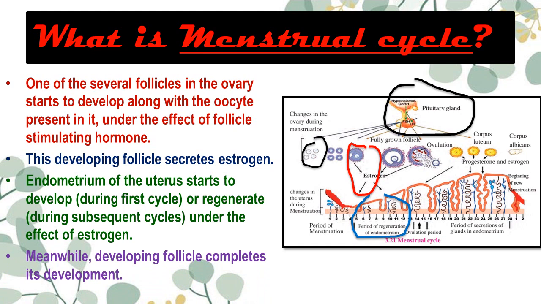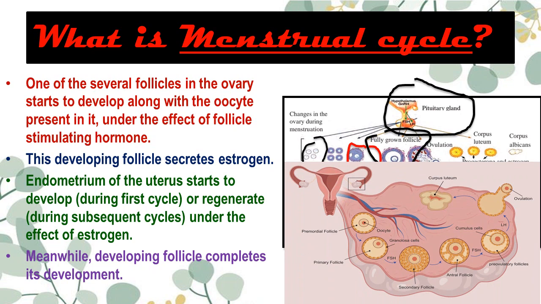That means the follicle which is developing is completing its development while the walls of the endometrium regenerate or start developing. Okay, so this is a fully grown follicle. So student, here is a picture of several follicles in an ovary. You can observe here the primordial follicle, primary follicle, secondary follicles, and many follicles are present in the ovary, and each follicle contains one immature egg.